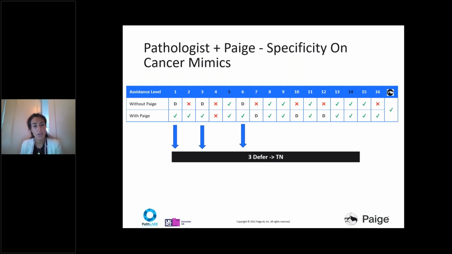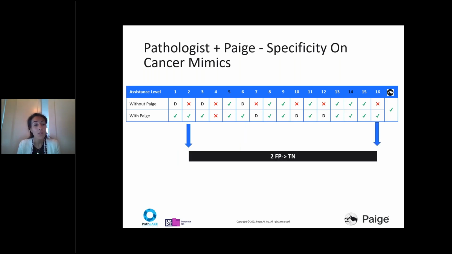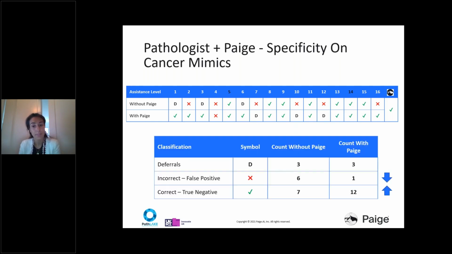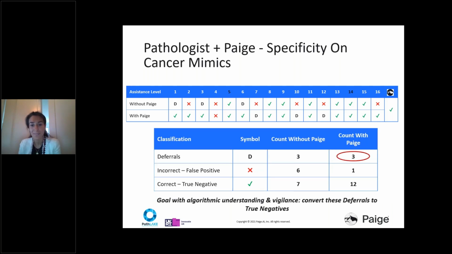3 of those initial deferrals corrected to true negatives after being presented with Paige results. 2 of those initial false positives corrected to true negatives after being presented with Paige results. And 3 of those initial false positives converted to deferrals after being presented with Paige results. So in summary, false positive evaluations with Paige decreased to 1, and true negative evaluations with Paige increased to 12. So shifts in the right direction. But total deferrals, though, remained unchanged.